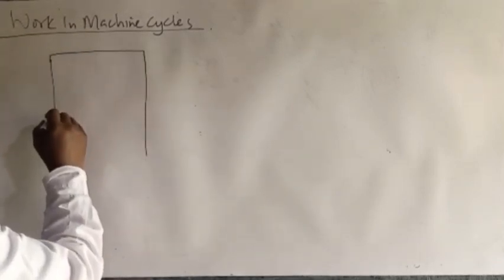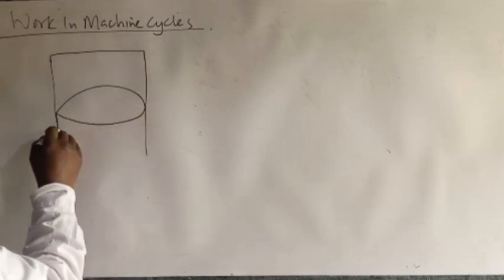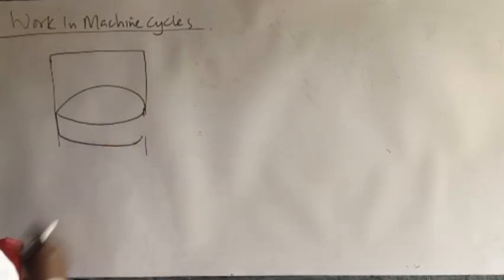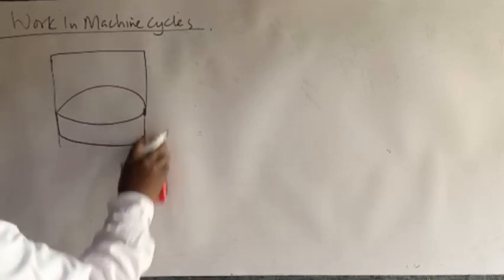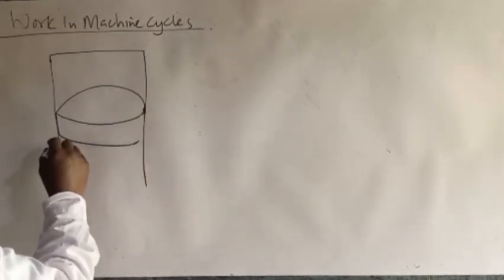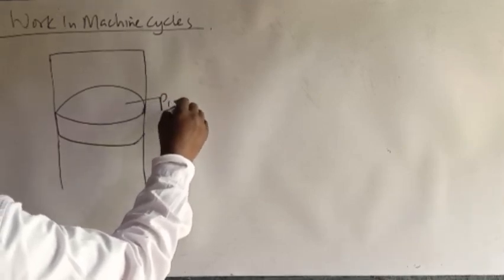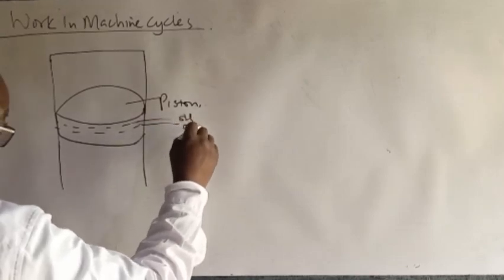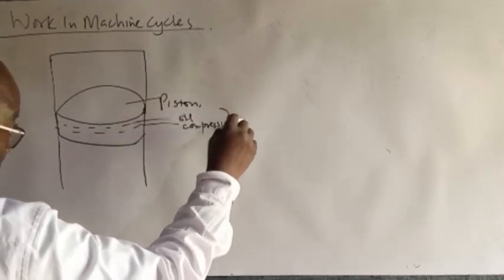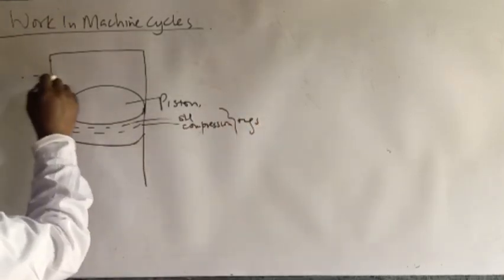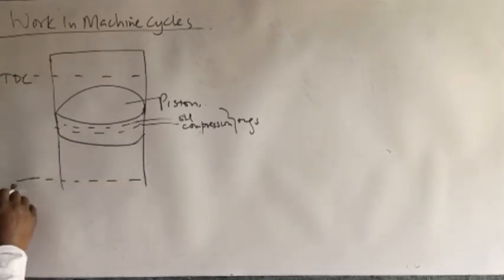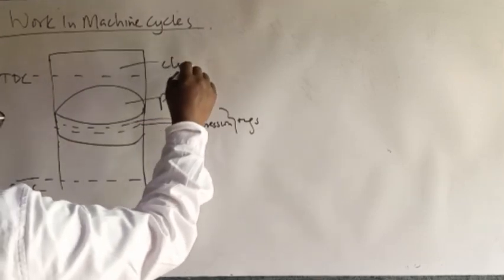So remember, we had our piston and the cylinder. And we said this was our piston. And of course it has some rings. These rings would be oil and compression rings. We had our top dead center, we have our bottom dead center, we have the clearance volume.